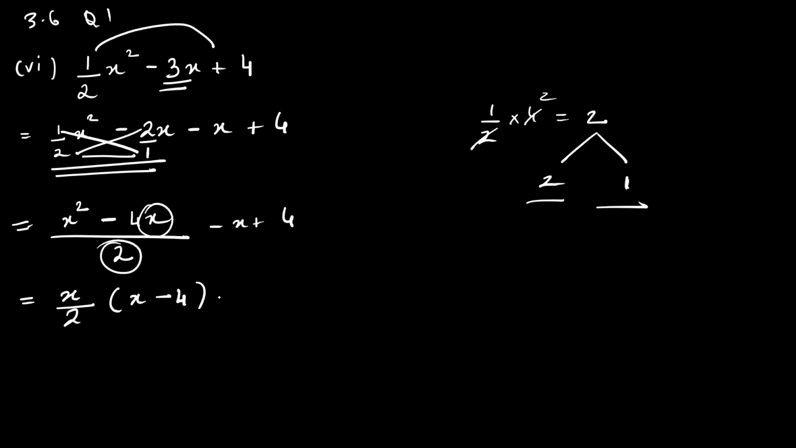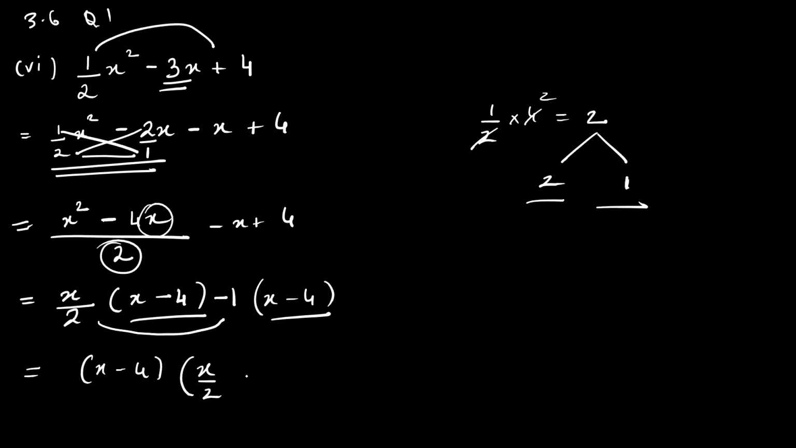Nothing common means 1 is common. And first sign is minus, so minus 1. So inside, if I take minus common, the plus sign changes. So I'll get x minus 4. Okay. So if I take both the x minus 4's common, so what remains is these two. X upon 2 minus 1.